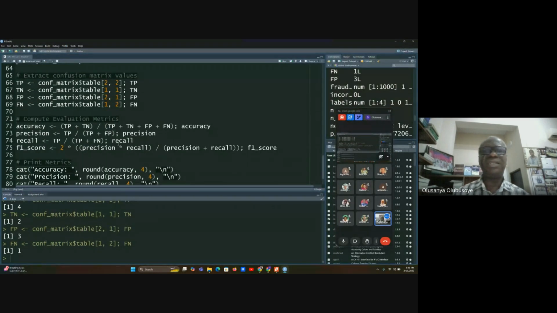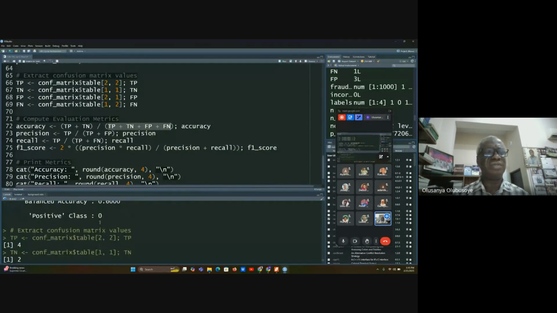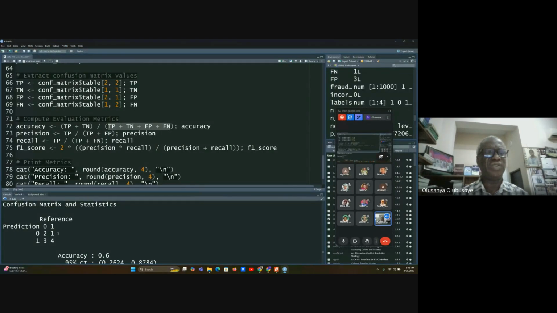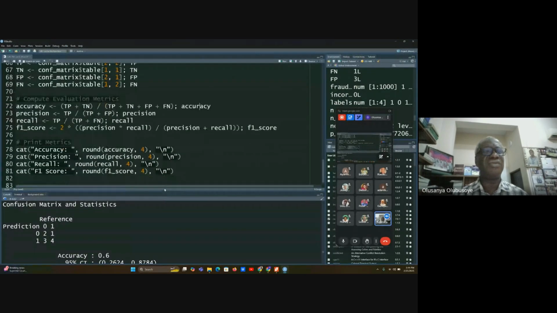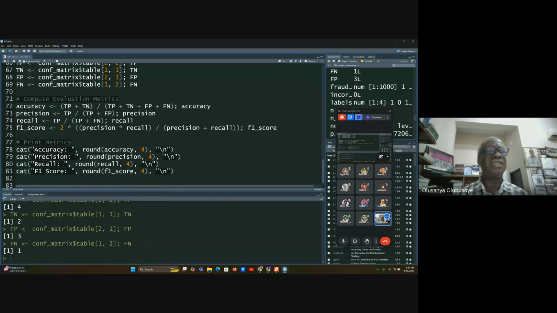So this formula can now help you to calculate accuracy. Accuracy is the true positive plus the true negative divided by the total of everything in that table. So remember, everything is 2 plus 1 plus 3 plus 4, which is 10. True positive is 4, true negative 2. So that will be 2 plus 4 divided by 10. That gives you the accuracy.